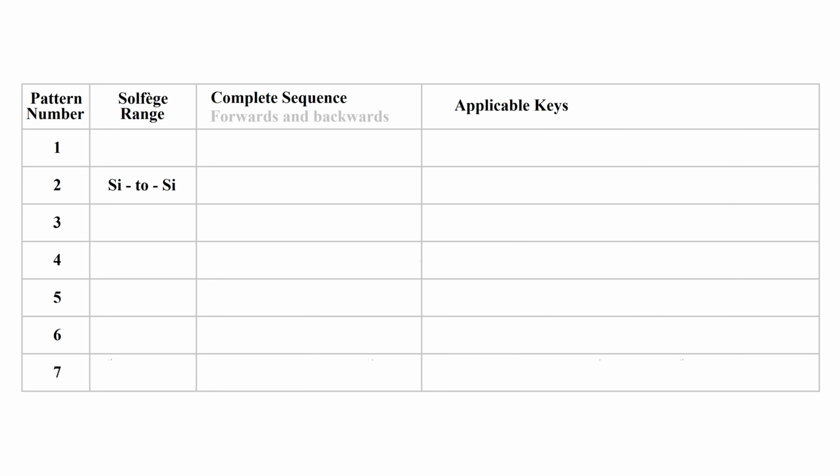The second pattern, from C to C. Ascending seconds, we have Si, Do, Re, Mi, Fa, Sol, La, Si. Descending, in reverse, Si, La, Sol, Fa, Mi, Re, Do, Si. The applicable keys, C major with 5 sharps, C minor with 2 sharps, C flat major with 2 flats, and C flat minor with 5 flats.